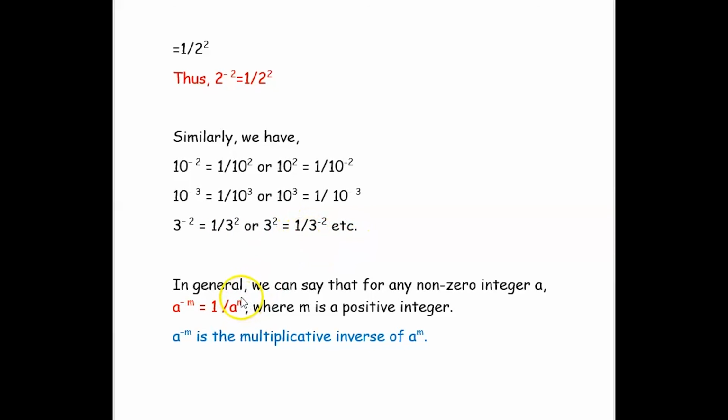So in general, we can say that for any non-zero integer a, a raised to the power of negative m is equal to 1 divided by a to the power m, where m is a positive integer. So we can say that a raised to the power negative m is the multiplicative inverse of a raised to the power of m. Hope you have understood how to find the multiplicative inverse of a number.